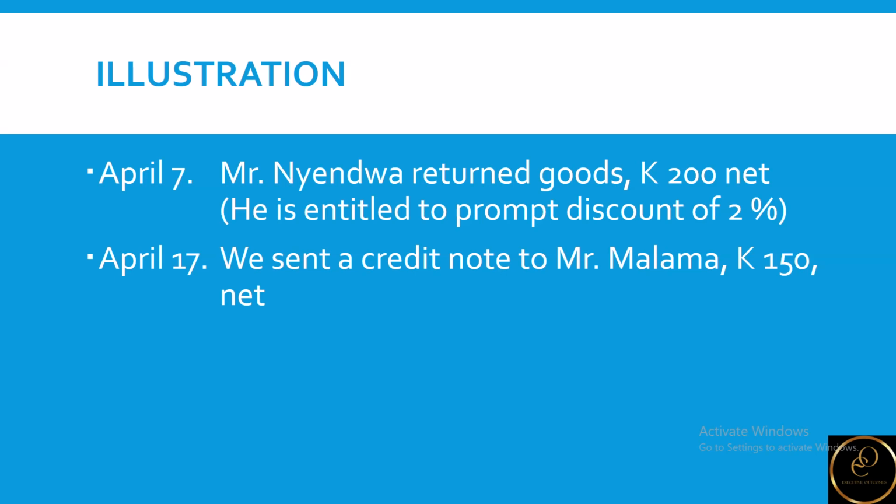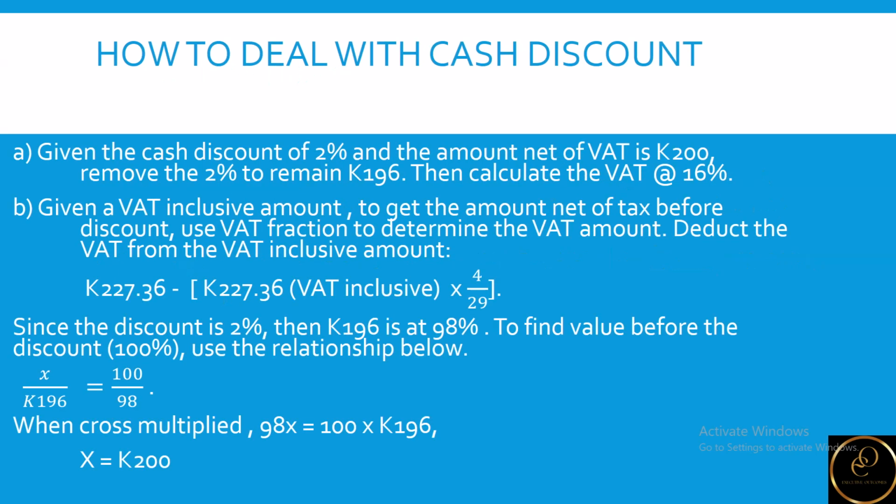And secondly, we have a transaction that took place on the 17th of April where we sent a credit note to Mr. Malama of 150 kwacha net. So how do we capture these in the daybook? Before I look at the actual entry on the daybook, I want to give you a flavor of how to deal with cash discount. So I want to explain how the cash discount is dealt with.